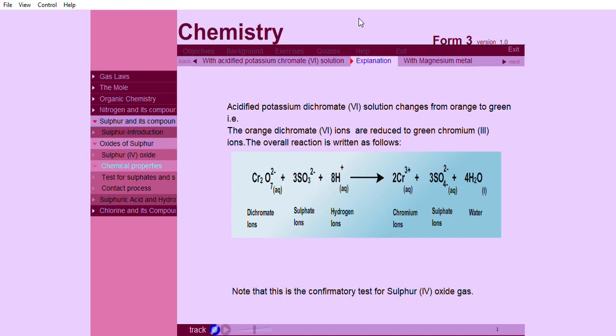The overall reaction is written as follows. Note that this is the confirmatory test for sulfur 4 oxide gas.